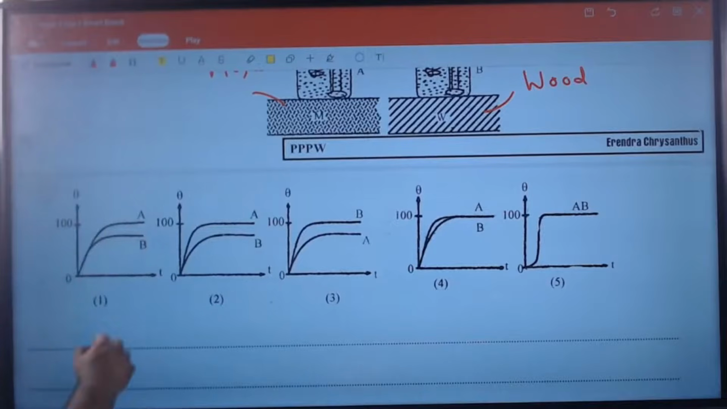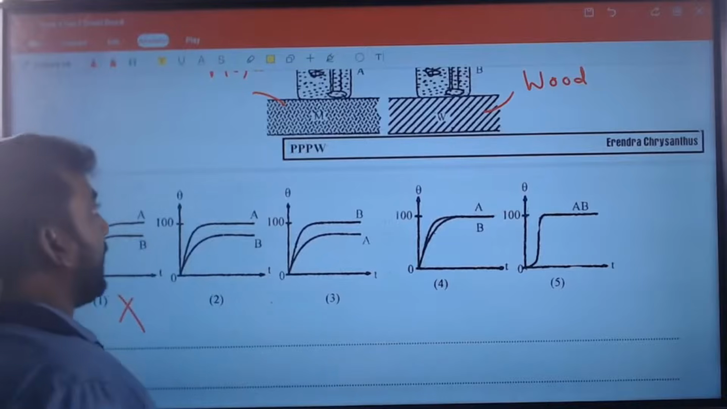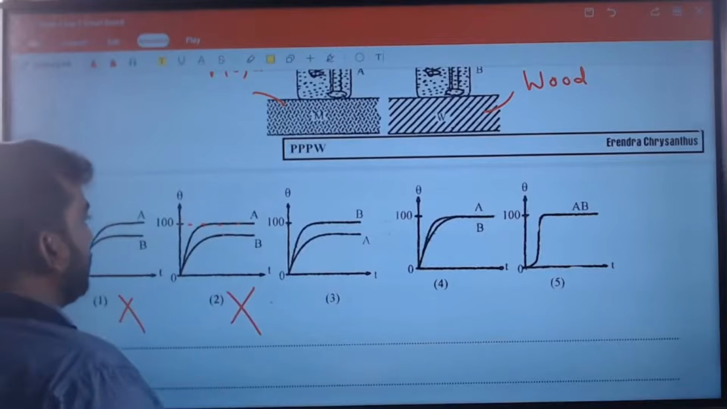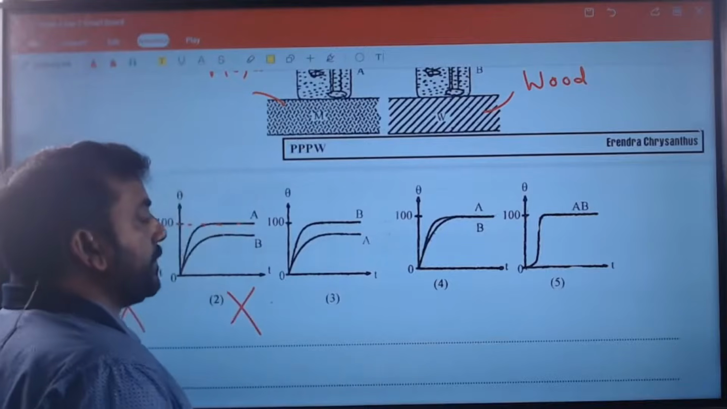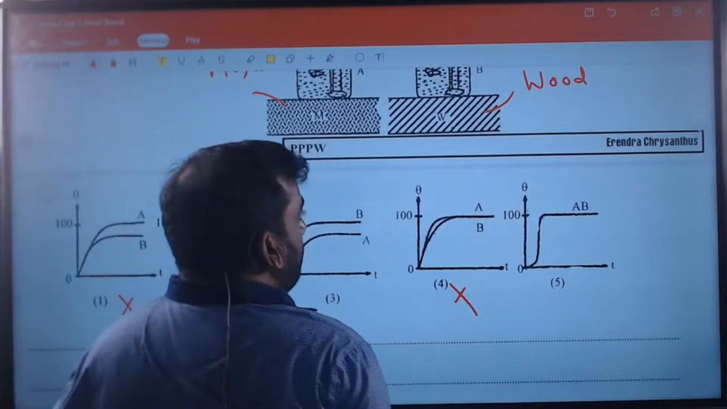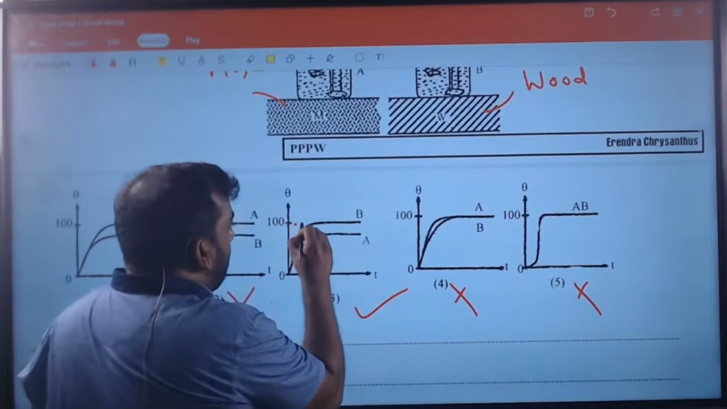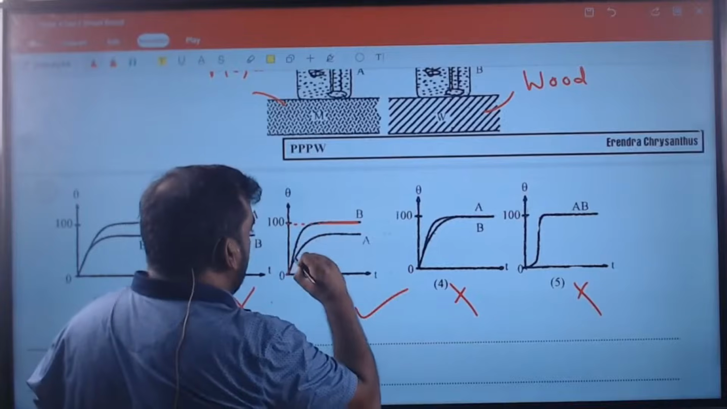Can the temperature of A be greater than B? No. Can the temperature of A reach boiling point? Actually, no. Never. Okay. Can both of them be same? No. This is the most possible answer. B can reach boiling, but A will never reach boiling.